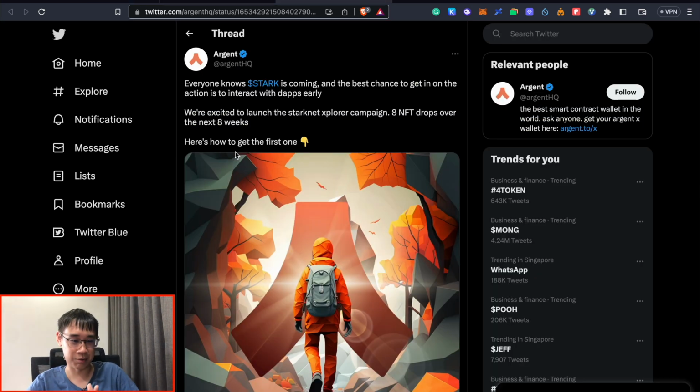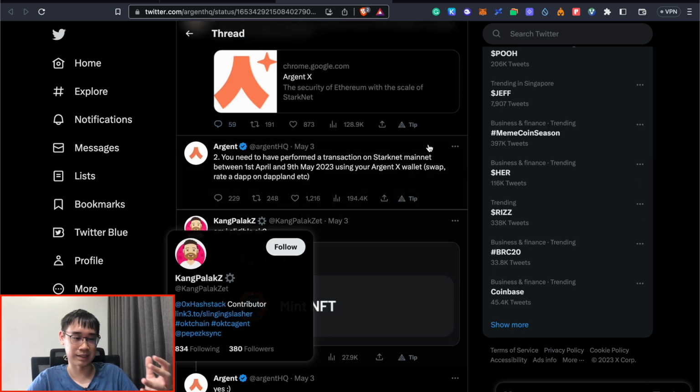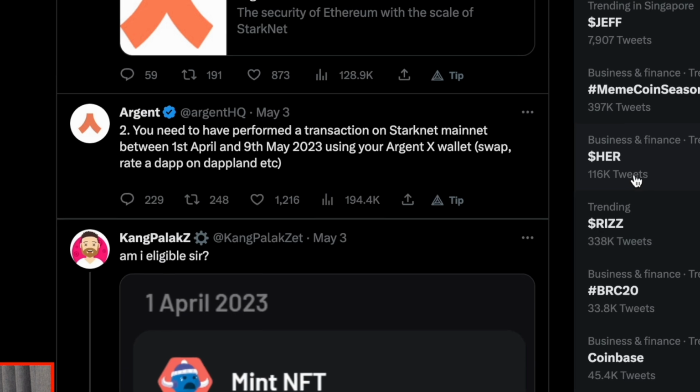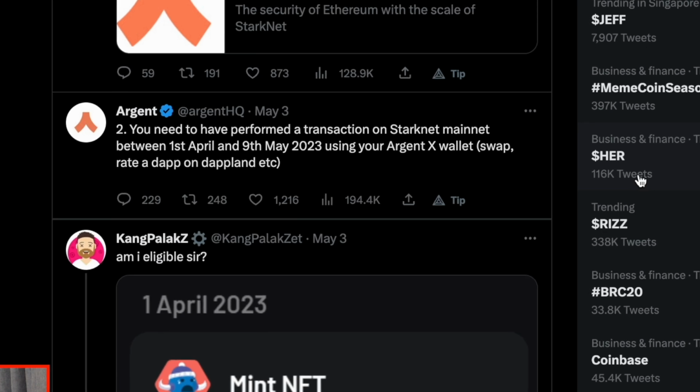The problem comes about because right now Argent X has its own StarkNET campaign where they are launching 8 NFTs over the next few weeks, and you need to complete certain tasks to get these NFTs. So the very first task is that you need to perform a transaction on StarkNET using your Argent X wallet by the 9th of May.